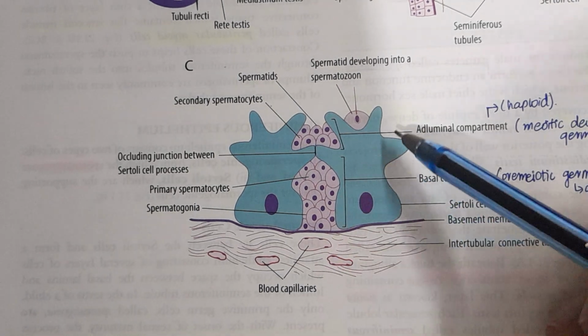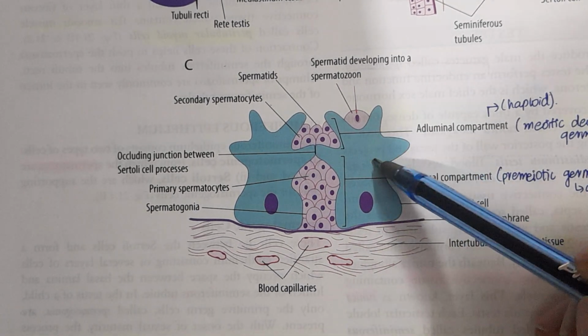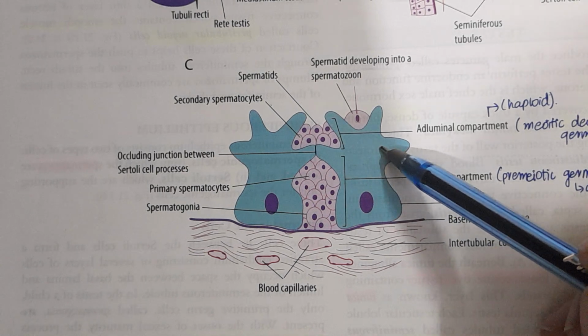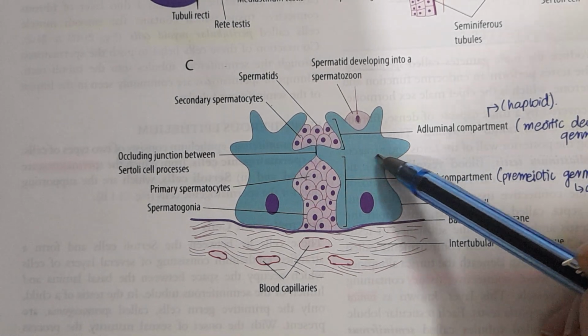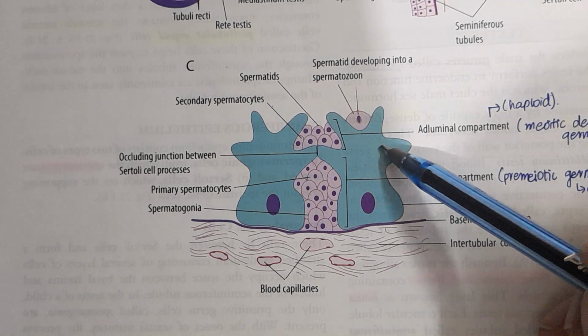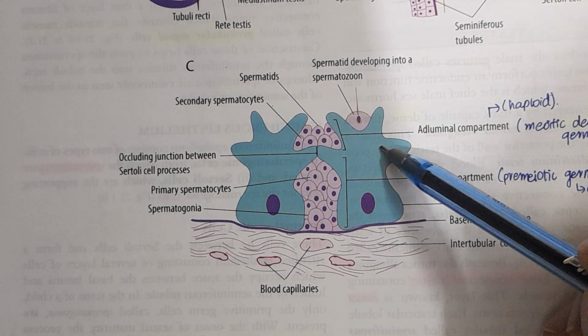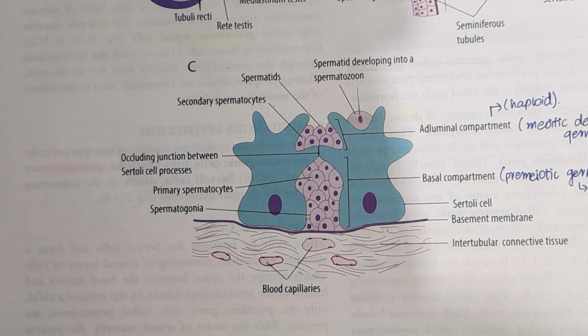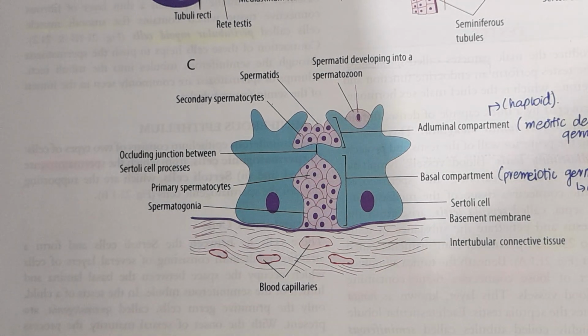Now we are going to talk about the main functions of these Sertoli cells. We know that they provide the germ cells with nutrition. They also maintain a blood testis barrier, and they have a secretory function and a phagocytic function.